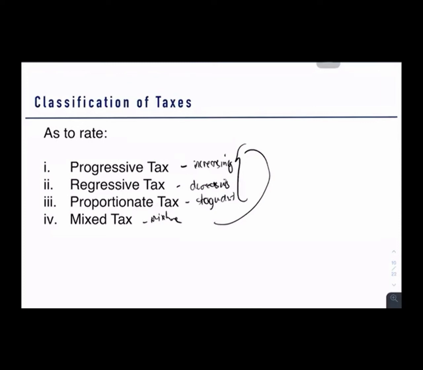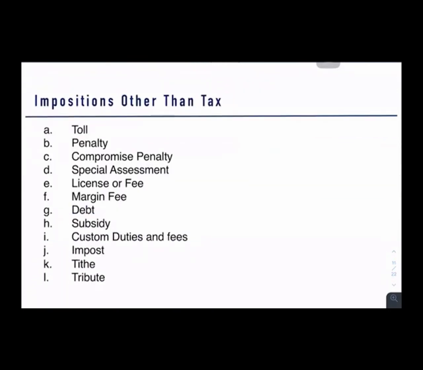So we discussed six classifications of taxes. We started from subject matter, and then we went to your burden, and then your purpose, measure of application, as to taxing authority, and as to rate. And after knowing the different classifications of taxes, we go now to differentiate the different impositions other than tax. So we have items A to L. So we start first with toll. So what is a toll? A toll is a fee charged on the use of a property.